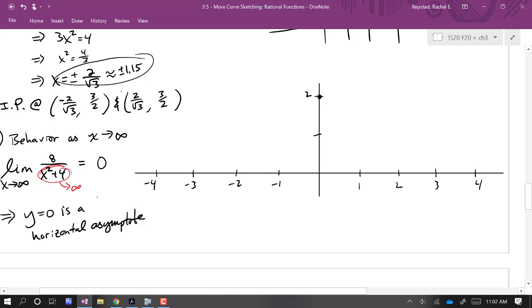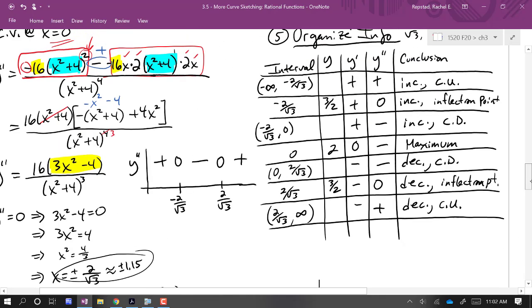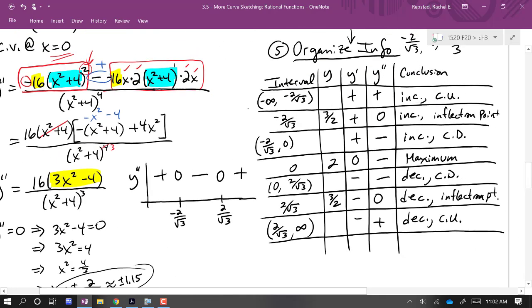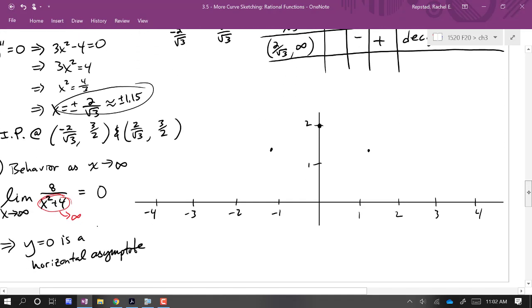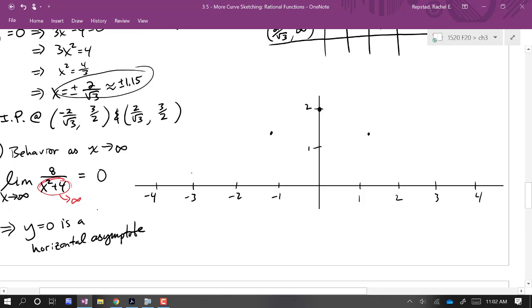And those inflection points, the x-coordinates are a little bit more than 1.15 approximately, and the y-coordinate at 3/2. So that'd be like maybe about there, maybe about there. So now let's see what happens if we look at our conclusions. Let's start at the way negative. It starts out increasing, concave up, and then it gets to that inflection point and becomes concave down, but still increasing. So we're increasing in a concave up fashion.